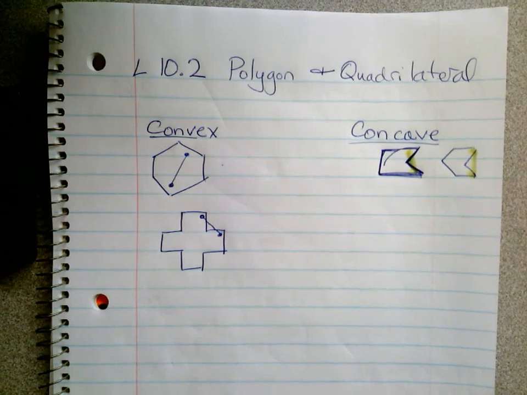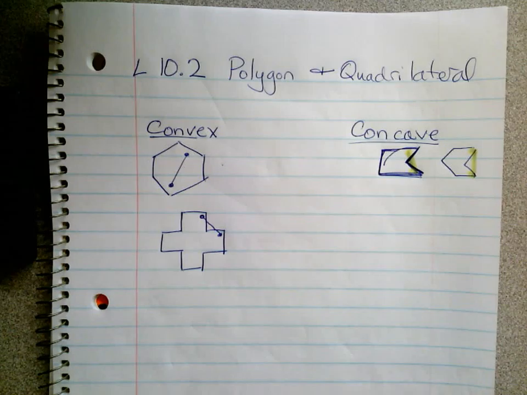Different sided polygons have different names. A three-sided is a triangle. A four-sided is a quadrilateral of some sort. And there's many different definitions for quadrilaterals. We've got squares, rhombuses, rectangles, trapezoids, parallelograms. 5 sides is a pentagon. 6 is a hex. 7 is a hept, and so on, right?